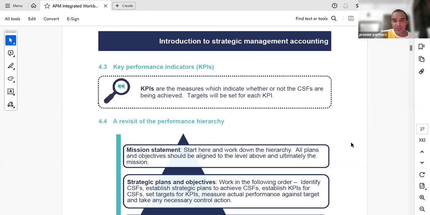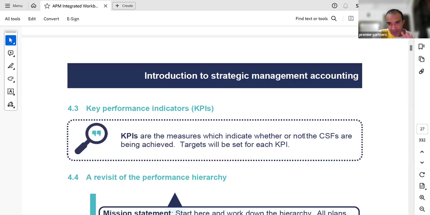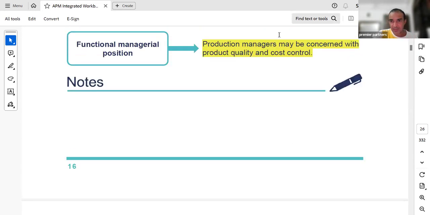Right, then we come to the last one, performance indicators. KPIs are the measures which indicate whether or not the critical success factors are being achieved. A target will be set for each KPI. Now, I'll explain to you how these three things work in simple terms.